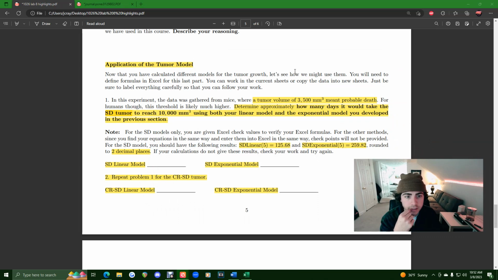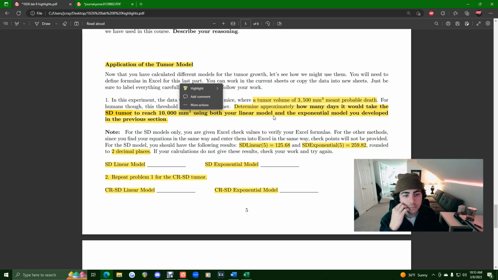Now that you've calculated different models, let's see how we can use them. You'll need to define formulas in Excel. Okay. So a tumor volume of 3,500 probably meant probable death for mice. Now for a human, it's probably higher, so they're using 10,000. So determine approximately how many days it would take for the SD tumor to reach 10,000 using both your linear and your exponential model you developed in the previous section. And I think we're going to do this for all of the models. So for the SD models only, you're given values to check.